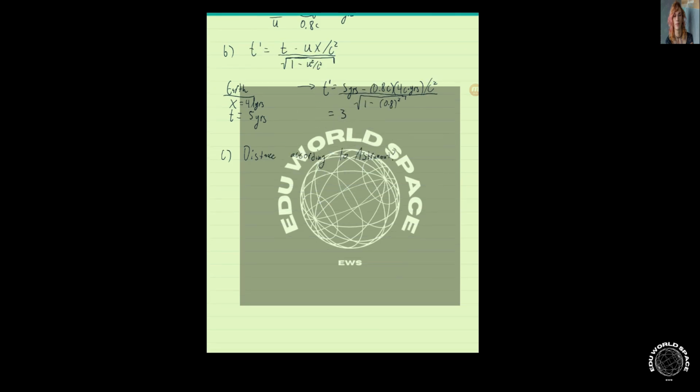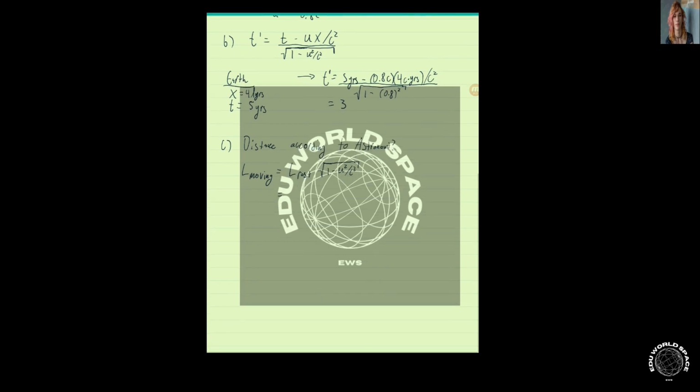So for this, we can use the equation for length contraction, which is that L moving is going to equal L rest times the square root of 1 minus u squared over c squared, which in this case is going to be 4 times the square root of 1 minus 0.8 squared, which is equal to 2.4 light years.